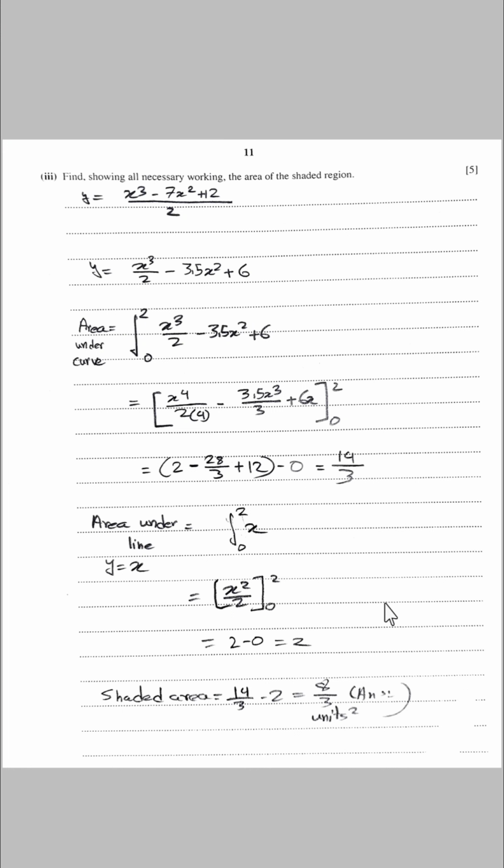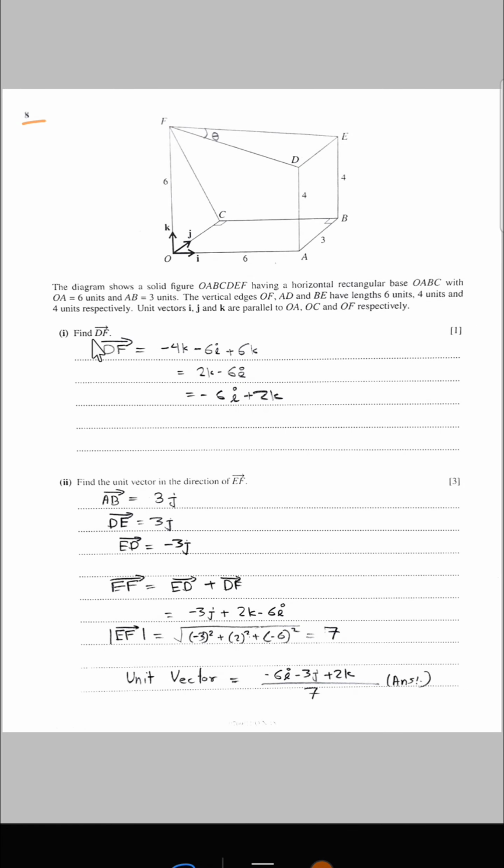Number 8, which is a vector question, find DF. So vector DF would be DA plus AO plus OF. So DA would be negative 4k, since it is in opposite direction to vector k, so negative 4k, negative 6i and positive 6k. So negative 4k, negative 6i, positive 6k. Then we solve it to find negative 6i and 2k.